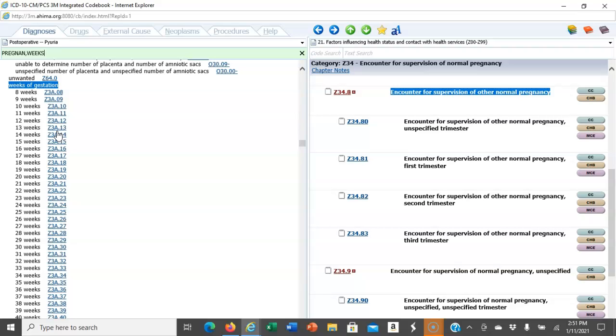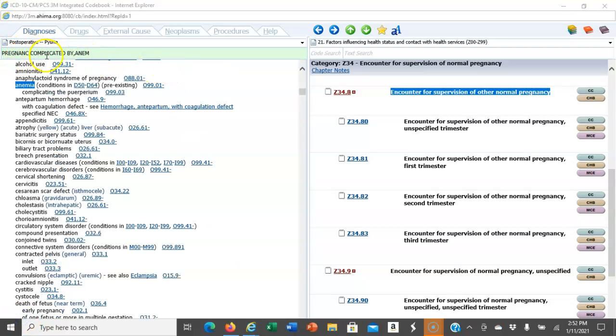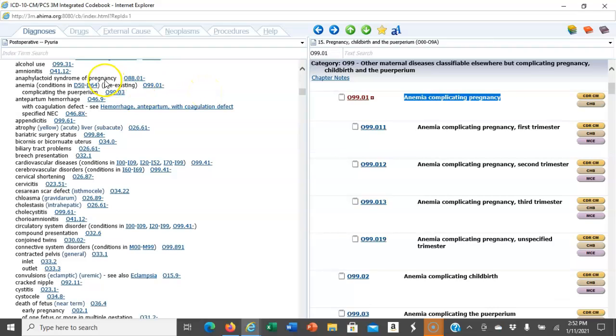In the next example, the patient is seen at 11 weeks for a routine prenatal visit. But the physician documents that she has iron deficiency anemia, so this is no longer a routine prenatal visit. He has to treat her for the anemia. So in the index, we are going to go to pregnancy complicated by anemia. And we can see that that code is O99.01. She is 11 weeks, she is in her first trimester, so we select that character of 1. So O99.011.